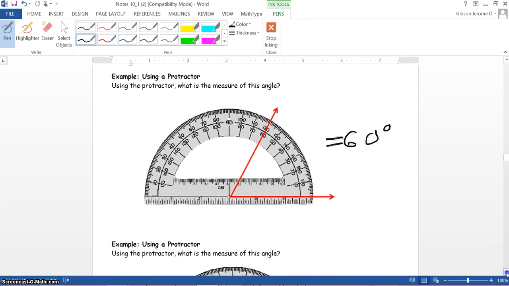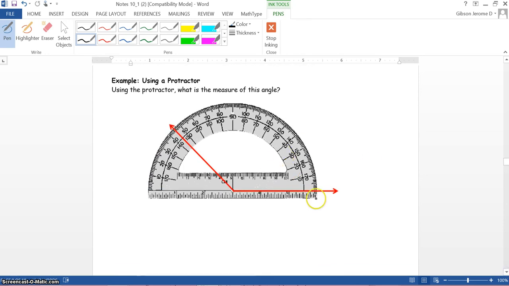Now, we scroll down here. It says using a protractor. You notice this is obtuse. We're going counterclockwise here. This is between 130 and 140. So we know this would be 135 degrees.